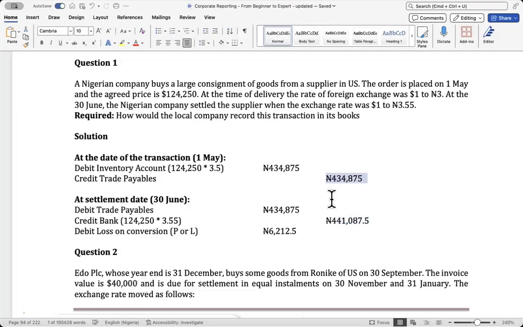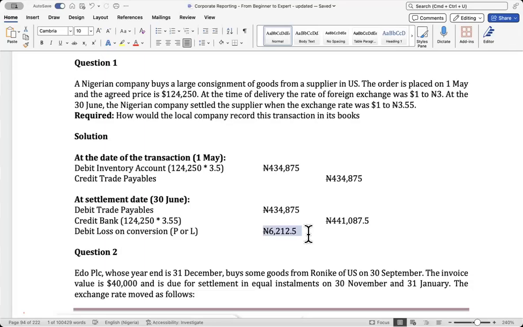So, which is good for us because as far as we are concerned now, we are going to debit our payables by the balance in that payables account. Okay. Then we'll credit bank with whatever it is that we have paid. So this one now would then debit loss on conversion to P&L because we are making a loss in this case.